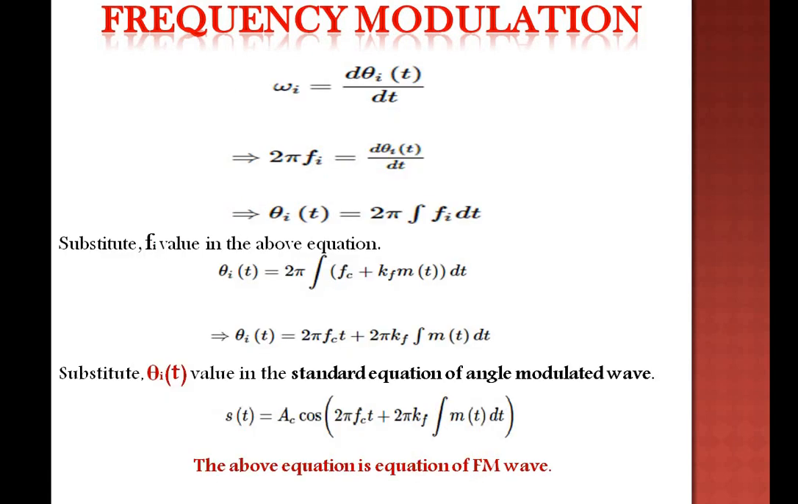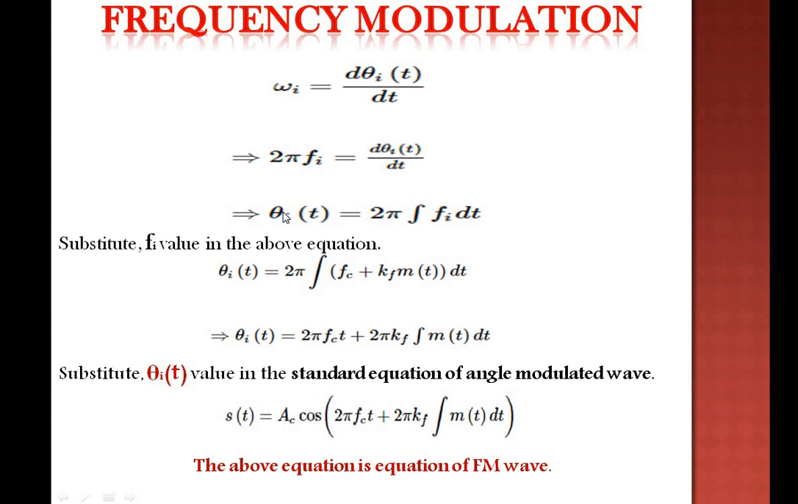What is omega i here? Omega i is nothing but 2 pi Fi. This you all know: omega equals 2 pi F. So for the instantaneous frequency, 2 pi Fi equals d theta i of t by dt. Now can I get the theta i of t value from here? Yes or no? Theta i of t equals 2 pi times the integration of Fi dt. From the inverse derivative, I will get the answer like this.